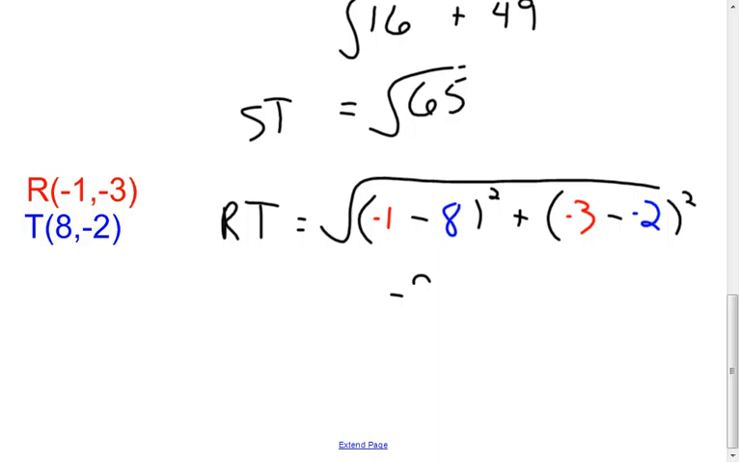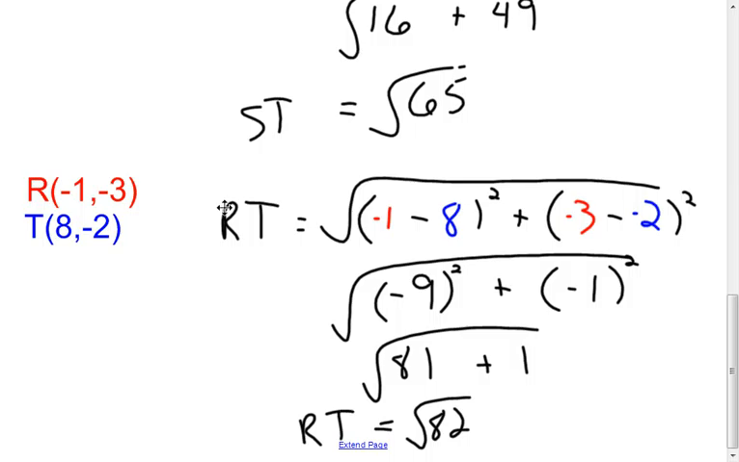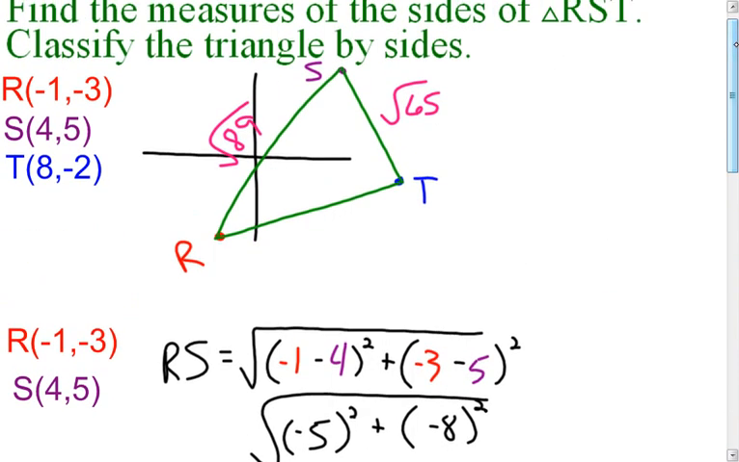This is going to give me -9 that I have to square. This will put me at -1. Square it, the square root of the whole thing. So here's 81 plus 1. Square root of that is 82. Is the length of segment RT. Come back up here. Just put that in my picture so that I have everything taken care of. This is the square root of 82. Now you should be able to look at that triangle and almost instantly say, well, none of the sides are congruent. That's a scalene triangle.